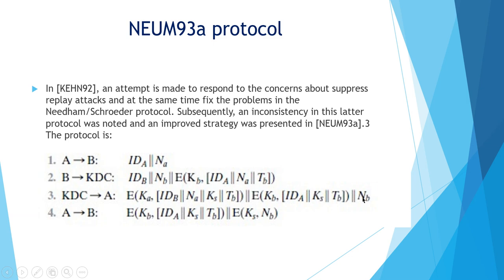and A shares to B another encrypted packet, which is the last step in the protocol. It is encrypted with the master key generated at node B, and it contains IDA, the identification details of A, the session key, and the timestamp at node B, with the nonce generated at B. So it is encrypted using the session key.